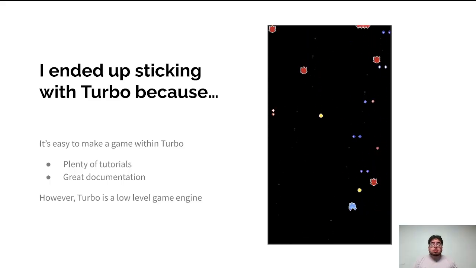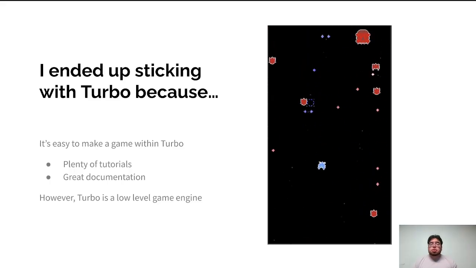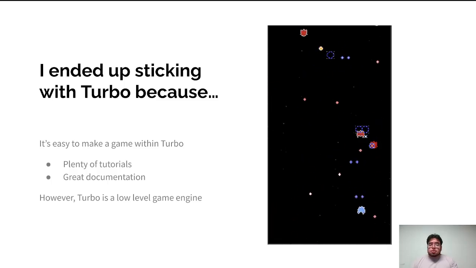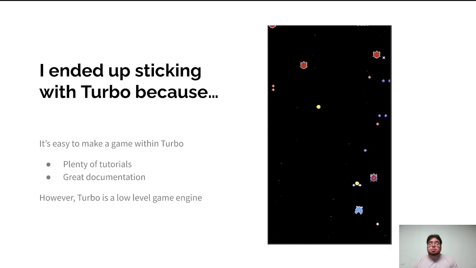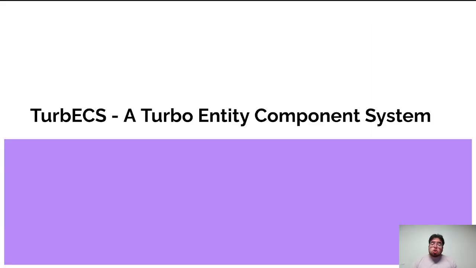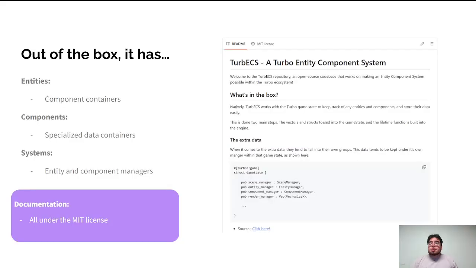However, Turbo is a low-level game engine, so they don't really offer too much outside of what's initially there for developers. So again, a lot more work needed to get to a nice place. So that brings me to TurbECS, a turbo entity component system, which is what I worked on. Out of the box, it has entities, which are containers for components. It has components, which are specialized data containers. There are systems, which then manage entities and components and adjust them as need be.